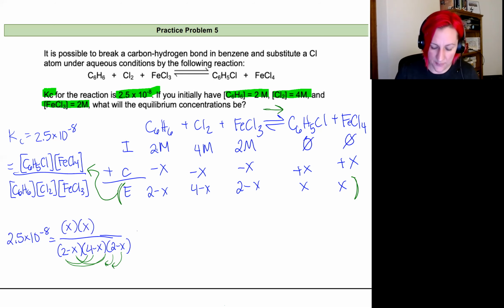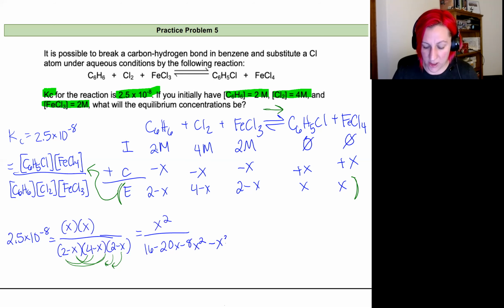This is going to produce something that's x squared divided by 16 minus 20x minus 8x squared minus x cubed. So there I hit it. At this point, I don't even need to arrange this so it's 0 equals. I have an x to the third power with an x squared and an x. This is a cubic formula that will be difficult to solve. And so this is the point where I go, maybe there's a better way.